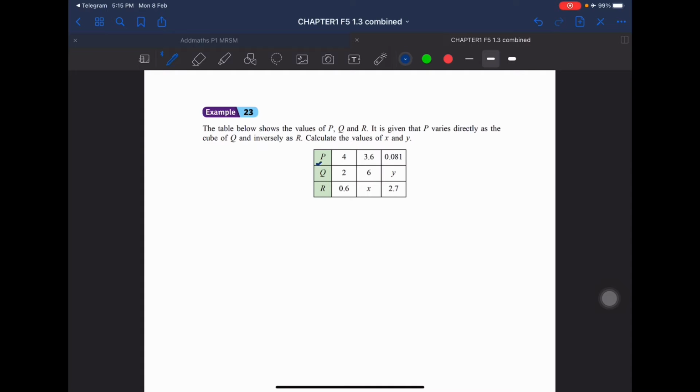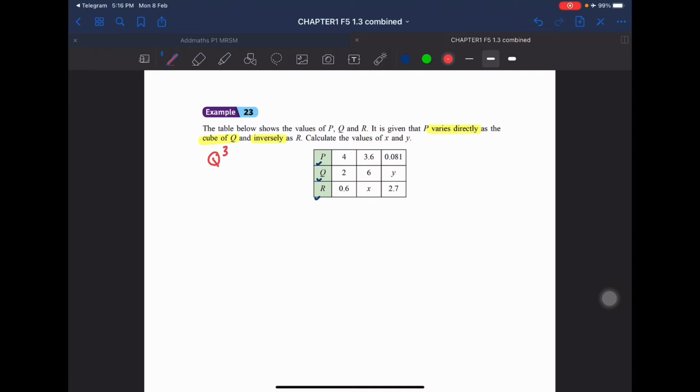It is given that P varies directly as the cube of Q, so the cube of Q, you can write it as Q cube, and inversely as R. Calculate the values of x and y.